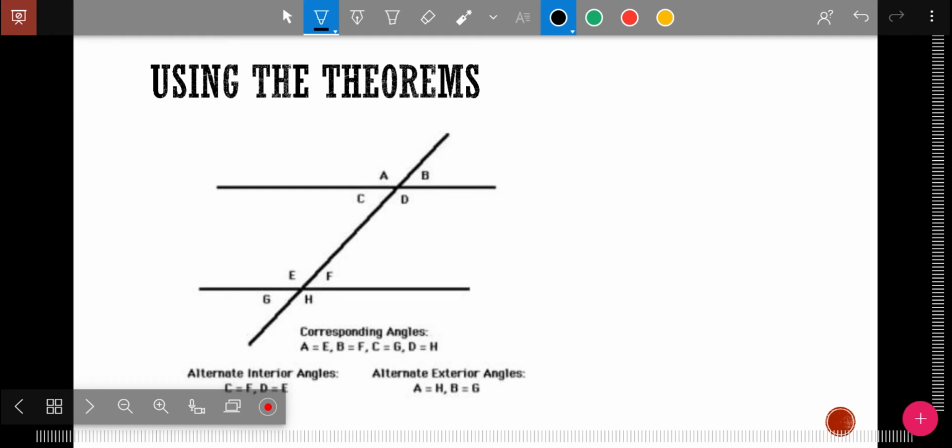And so this down here kind of explains those rules. A corresponds with E, so they're going to be the same. C corresponds with G, so they're going to be the same. They're congruent. All right. B corresponds with F, D, and H. Alternate exterior, A and H, they're going to be the same. G and B, they're going to be the same. Alternate interior, C and F, D and E. Same side interior, C and E rather. C and E are going to add up to 180. D and F are going to add up to 180.